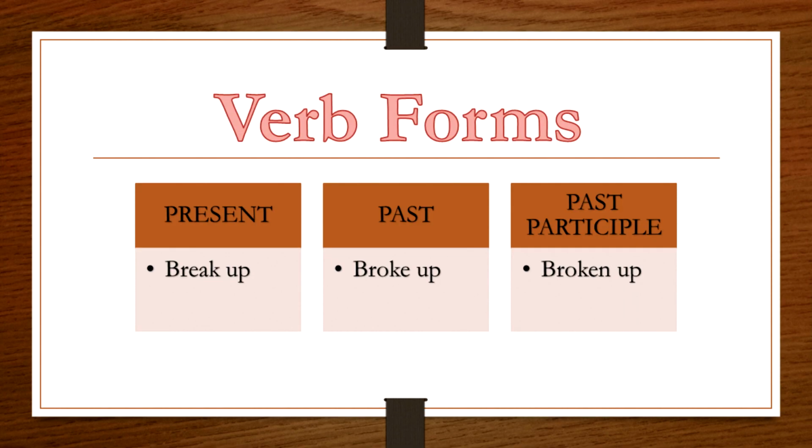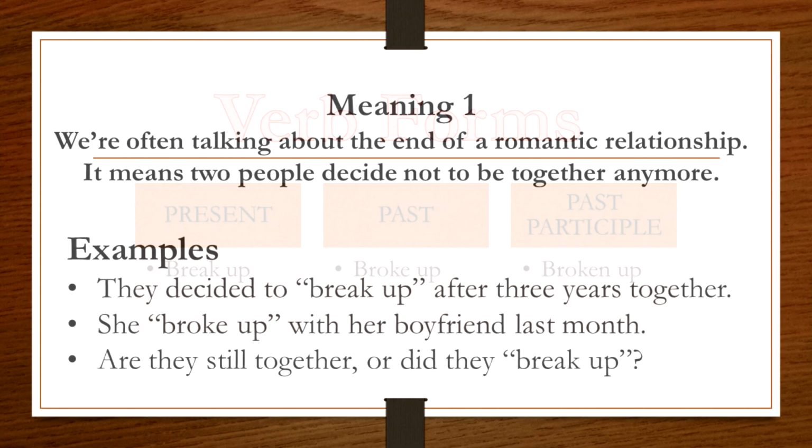Today we're going to learn and practice the phrasal verb break up. So let's start with a very common way we use break up. When we say break up, we're often talking about the end of a romantic relationship. It means two people decide not to be together anymore. For example, they decided to break up after 3 years together.